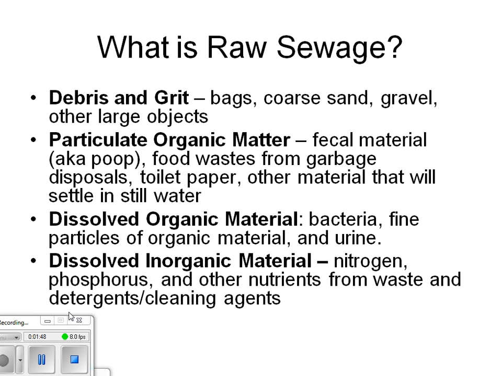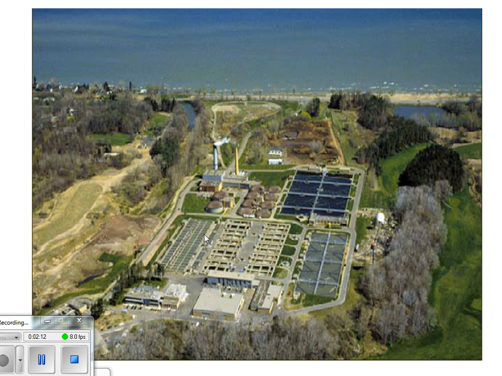And then finally, we can also identify some of the dissolved inorganic materials, some of that stuff that we try to identify and eliminate because of its ability to cause cultural eutrophication in our waterways. So this includes the nitrogen and the phosphorus, those inorganic nutrients that can stimulate excessive plant growth at times.